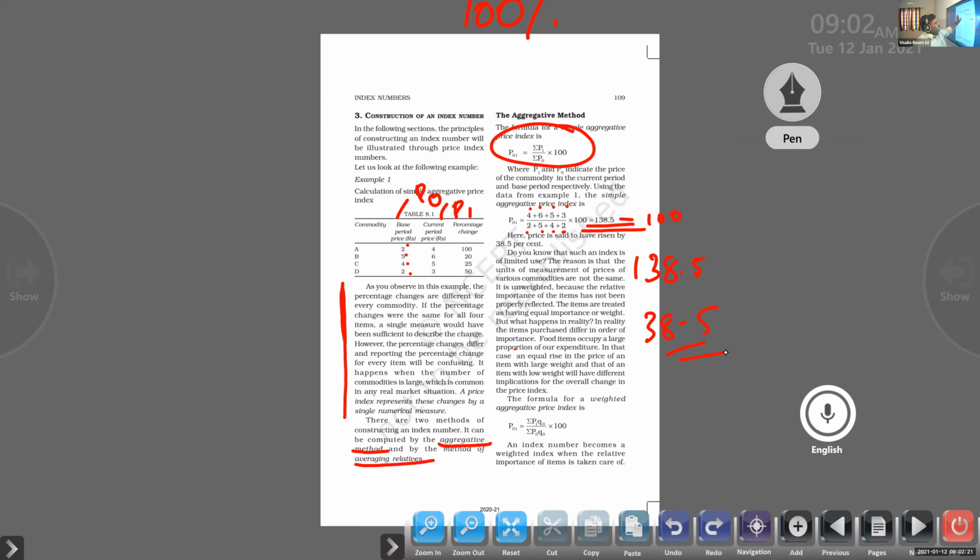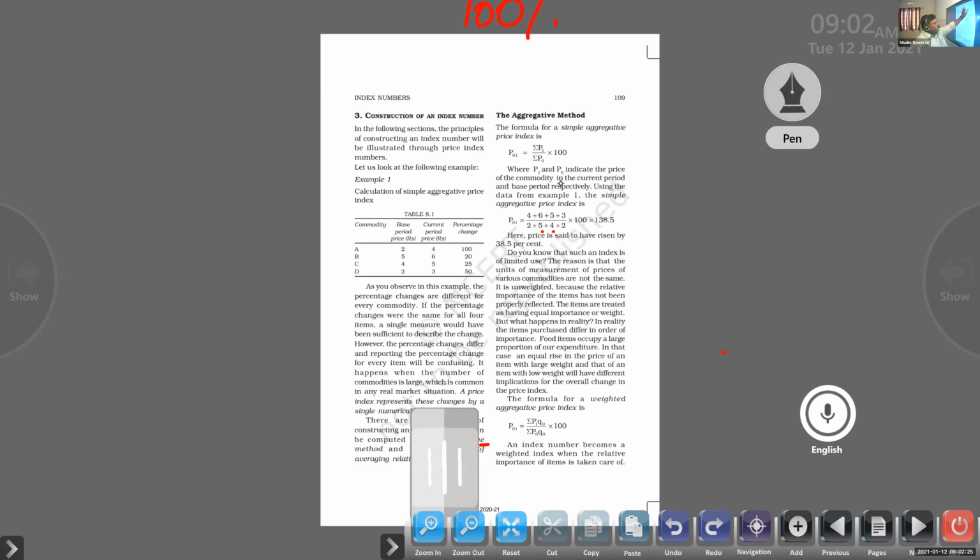Just calculate it, all of you, and tell me whether the answer is correct or not. 4 plus 6 is 10, plus 5 is 15, plus 3 is 18, divided by 2 plus 5 is 7, plus 4 is 11, plus 2 is 13. Multiply by 100. Check whether the answer is correct or not.